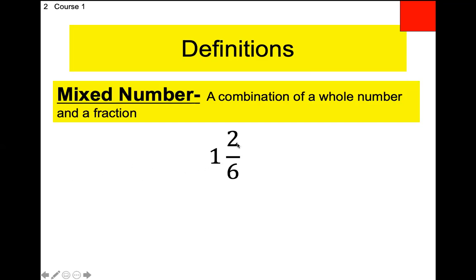You can have 7 2/6. That's a lot of pizzas. 7 pizzas. Actually, that's 8 pizzas total. 7 whole and part of an eighth. That's a good pizza party there. All right, mixed number. Combination of a whole number and a fraction.